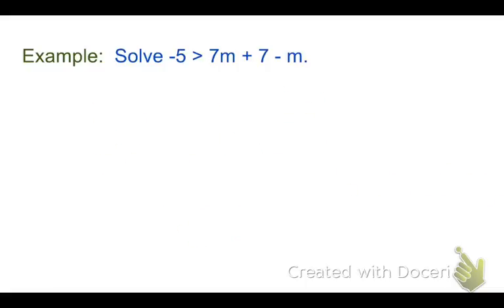Another example related to always true or no solution is the next example. We're going to solve -5 is greater than 7m plus 7 minus m. So first thing, combine like terms. I've got 7m and a negative m on the same side, so I'll put those two terms together. 7 of something minus 1 of something is 6 of those things, so I have 6m plus 7 on the right-hand side, all less than -5.